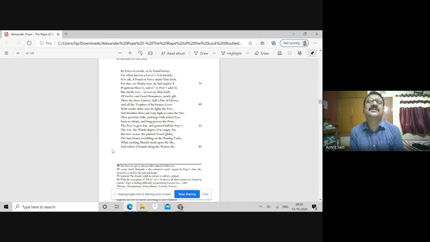Now, what is this painted vessel? It might refer to the barge of the nobleman, which is painted gaudily. It might equally refer to Belinda, who has painted herself with makeup. So there is a dual sense here, but now secure, the painted vessel glides, the sunbeams trembling on the floating tides. Once again, this act of reflection of the sunlight and refraction of the sunlight will now become part and parcel of the poem.